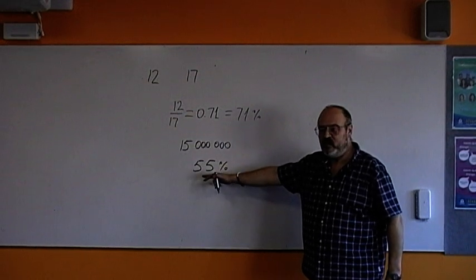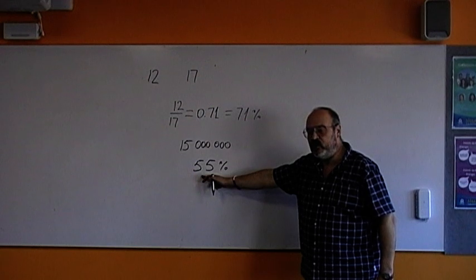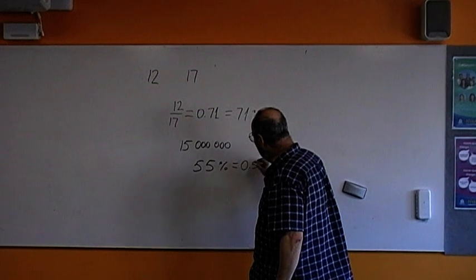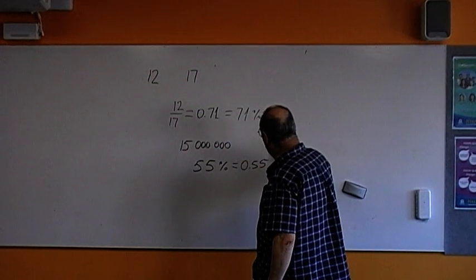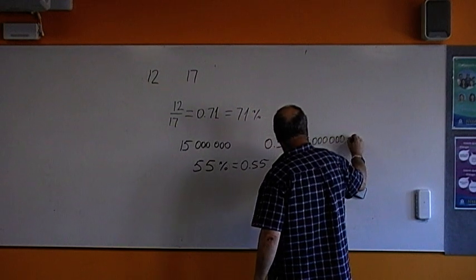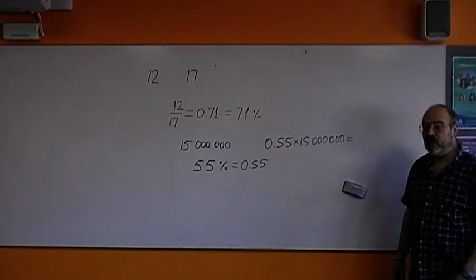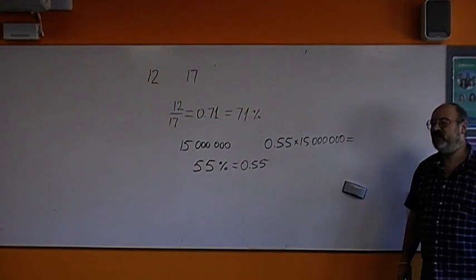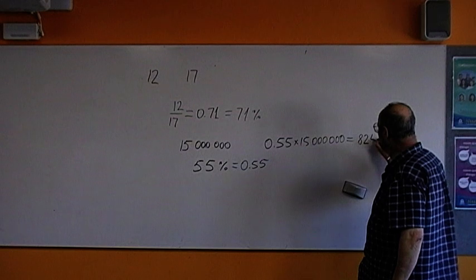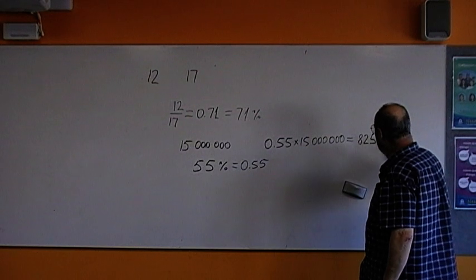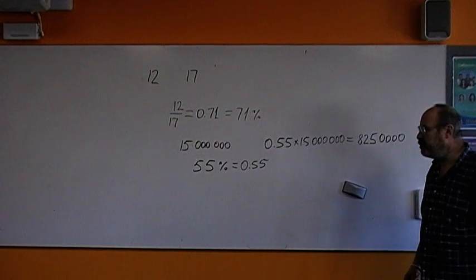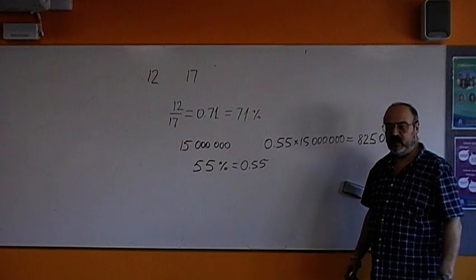How many people voted no? So we need to find 55% of 15 million. How do we do that? We turn 55% into a decimal, which equals 0.55, and we multiply 0.55 times 15 million. Please use your calculators. The answer is 8,250,000 people. That is 55% of 15 million.